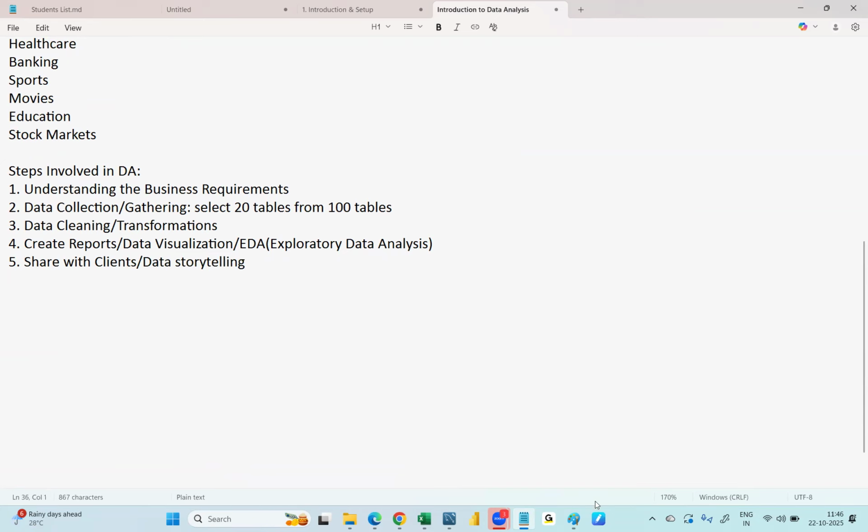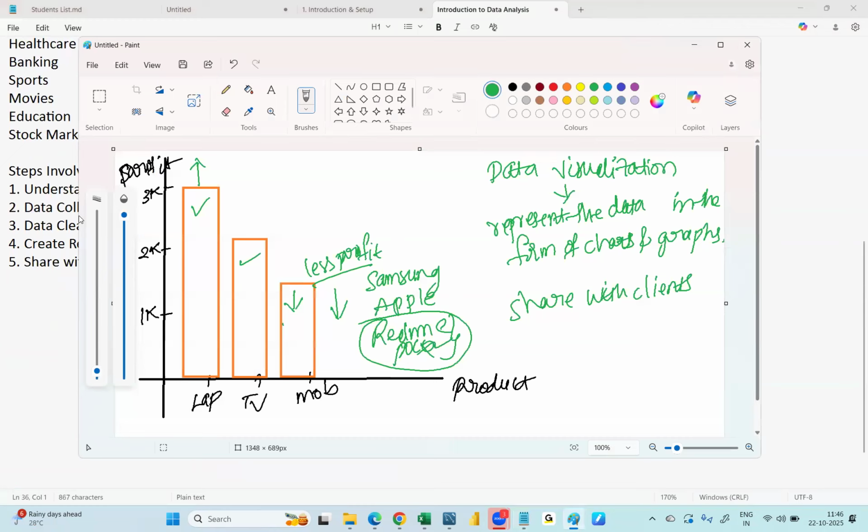So by looking at this graph, what kind of story can I tell? Here laptops are giving me a high amount of profit, mobiles are giving me less. Among all the products, laptops are performing better and mobiles are performing worse. We are only selling Samsung and Apple phones, so try to add some new brands so that we can get more profit. This kind of detail we can say to the client only by looking at the data.